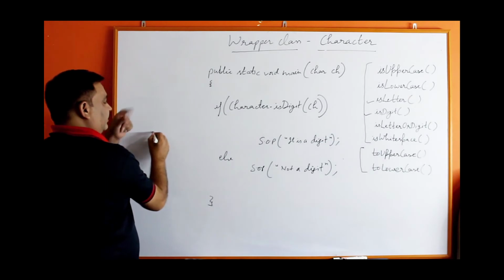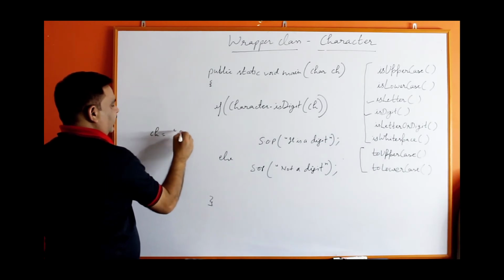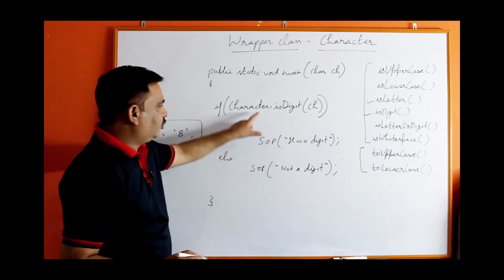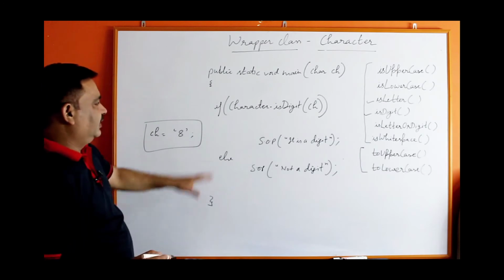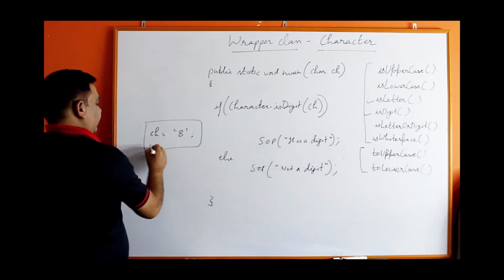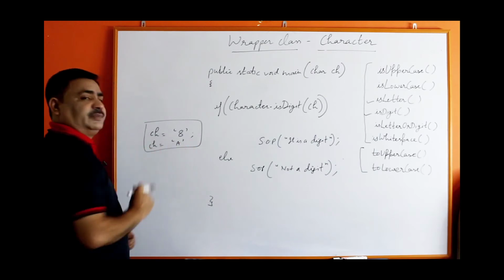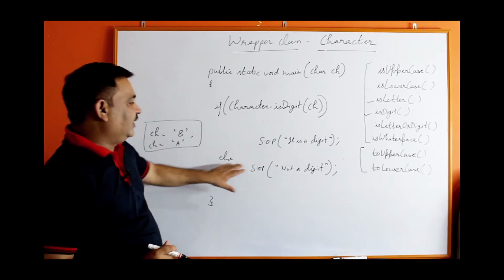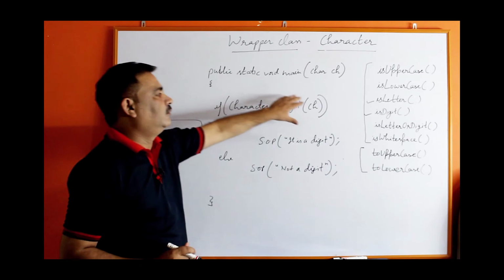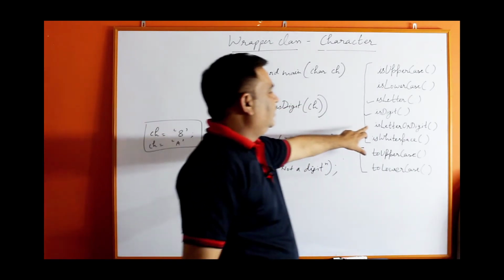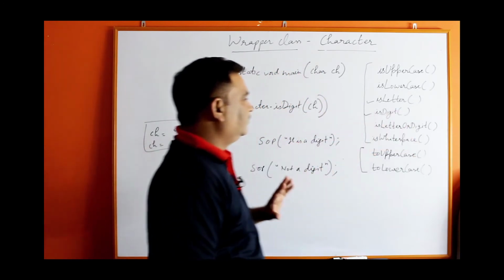Suppose character variable ch contains a character like a single digit 8, then it will be true and it will print this statement. If it is not 8, if the value of ch is suppose an alphabet or any other special character, so the else block will execute because it will return false. Same way, next function is letter or digit.